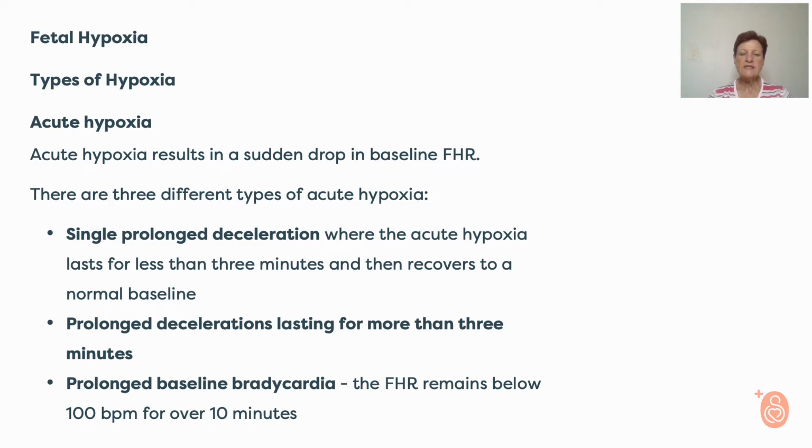decelerations. We get one single prolonged deceleration where the acute hypoxia lasts for less than 3 minutes, and then recovers to a normal baseline. Say, for example, the mother was lying on her back and you suddenly realize, but here's a deceleration. Ask the mother to quickly turn on her side, and the acuteness and the hypoxia recovers very quickly. Or you get the prolonged deceleration that lasts for longer than 3 minutes, or it just keeps on a prolonged baseline bradycardia where it doesn't come back and it stays below 100 beats per minute for longer than 10 minutes.